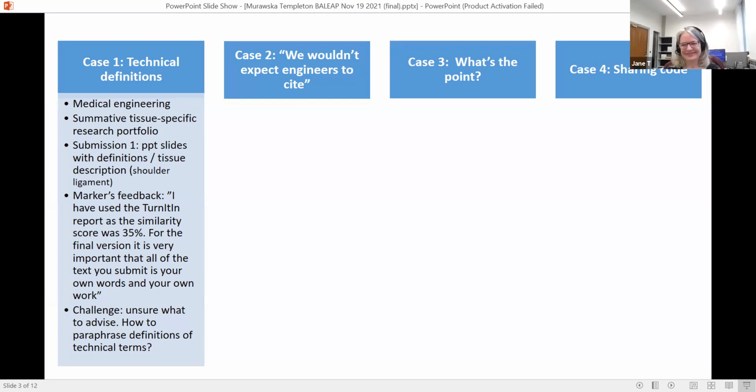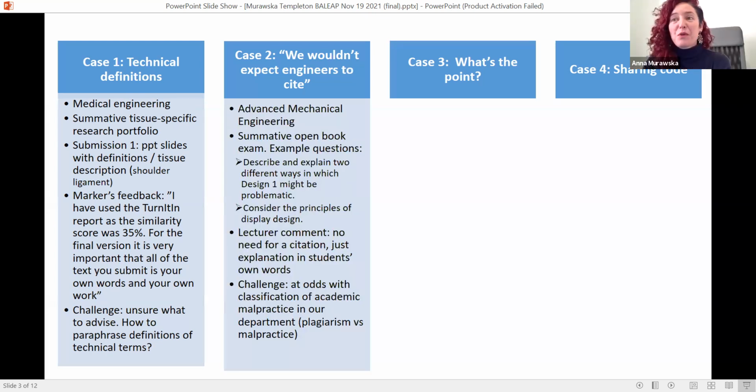My second challenge came in conversation with a lecturer whose module had an unusually high percentage of academic integrity violations. And my initial analysis suggested that it's actually the types of questions in the open book exam that might have been contributing to this issue. So you will appreciate from the slide that questions like define, describe, consider features of, invite use of theory.